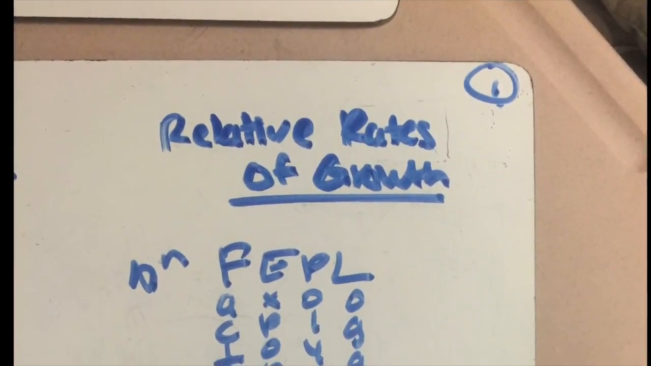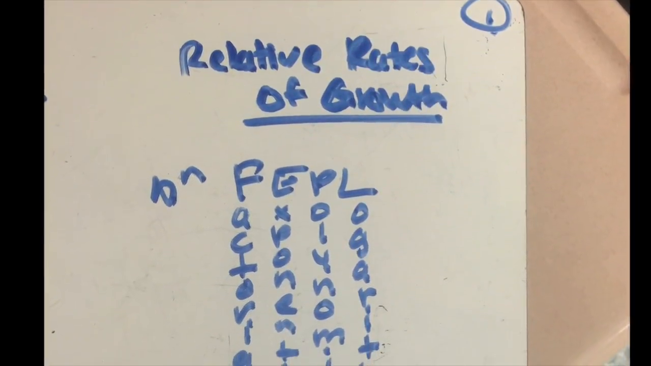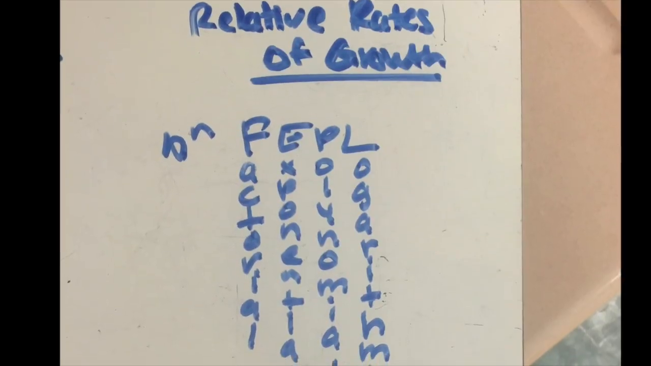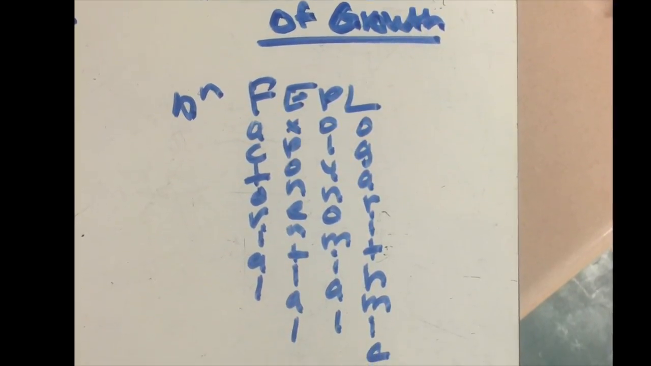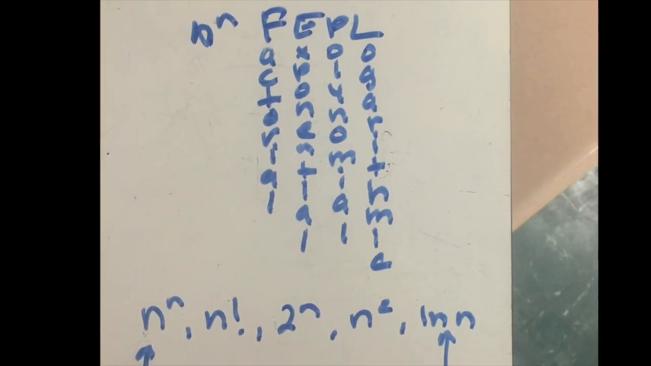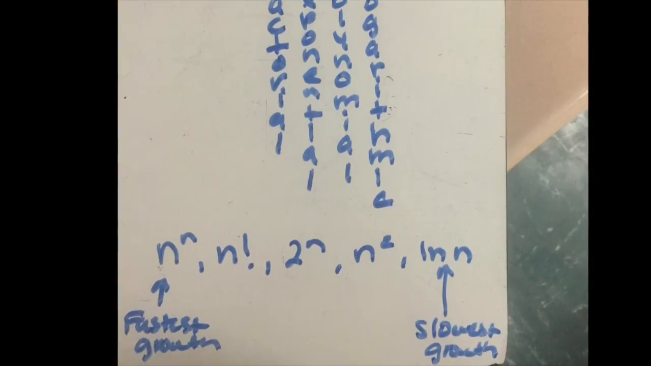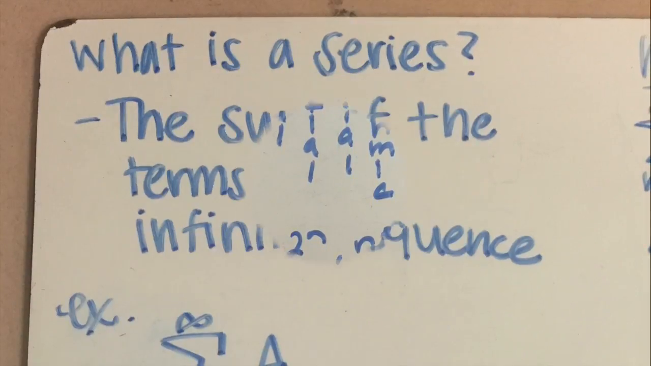Relative rates of growth are just a general way of showing how fast one type of sequence grows in comparison to the others. The easiest way to remember this is n^n FEPL, just showing that n^n equations grow faster than factorial equations, which grow faster than exponential equations, and so on. We included this on the cram sheet for easy reference.